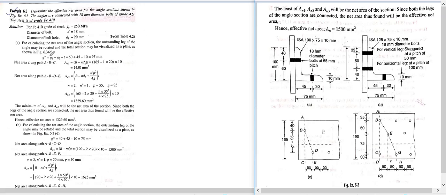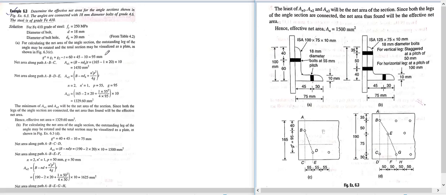G star is equal to G1 plus G2 minus T. That means this is G1, this is G2, minus T, the thickness. Okay, so that's why from this bolt to this bolt, because this is the bolt on the vertical leg and this is the bolt on the horizontal leg, the vertical spacing between these two bolts will be 60 plus 45 minus 10. That's why it is 95 millimeter.